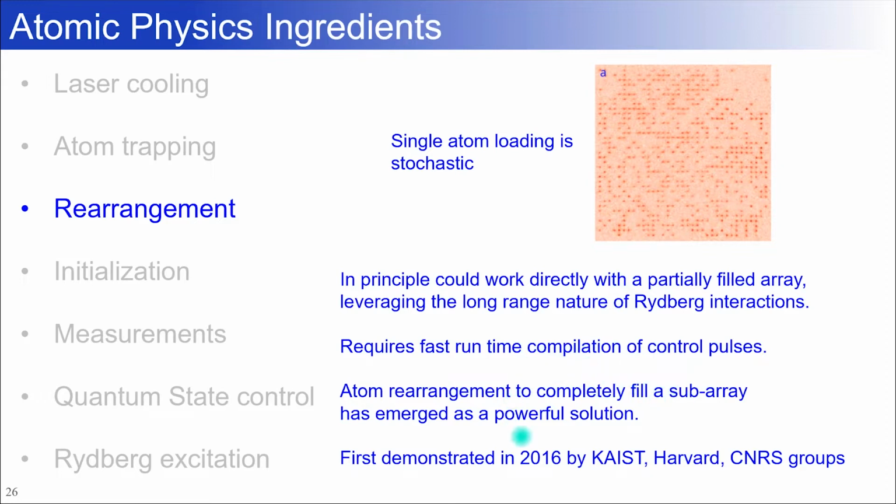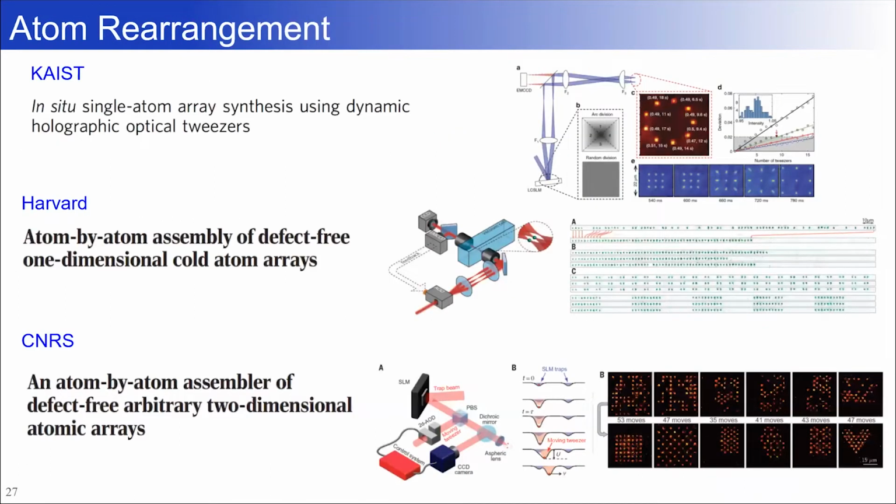And this was demonstrated 5 years ago, pretty much simultaneously by 3 groups: one in Korea, the group at Harvard, and the Paris group. Interestingly, they all used different approaches. The work in Korea, which was actually slightly first, used a spatial light modulator to move traps around and go from a disordered sample into ordered samples with different structures.